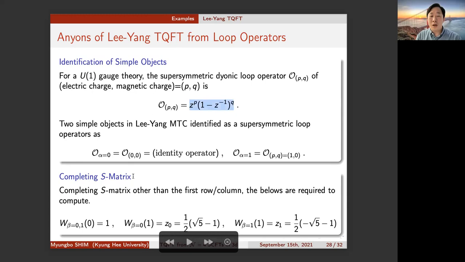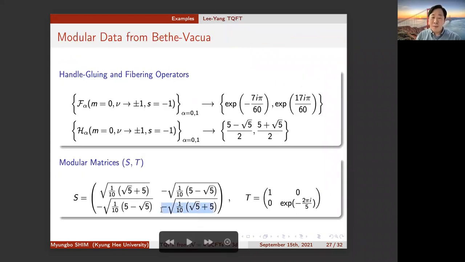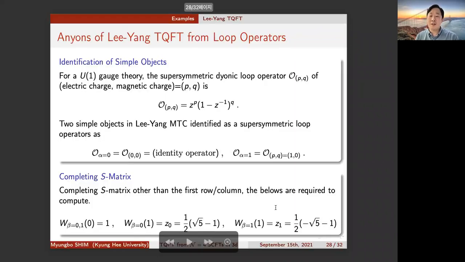Then using this formula, we can compute this W-matrix. The W-matrix is a ratio between S-matrix components. Then we can finally fill out the remaining entry. So now we have the complete modular S-matrix and T-matrix. And using the Verlinde formula, we can compute the fusion coefficient N-matrix, and we can recover the fusion rule of the anyons.